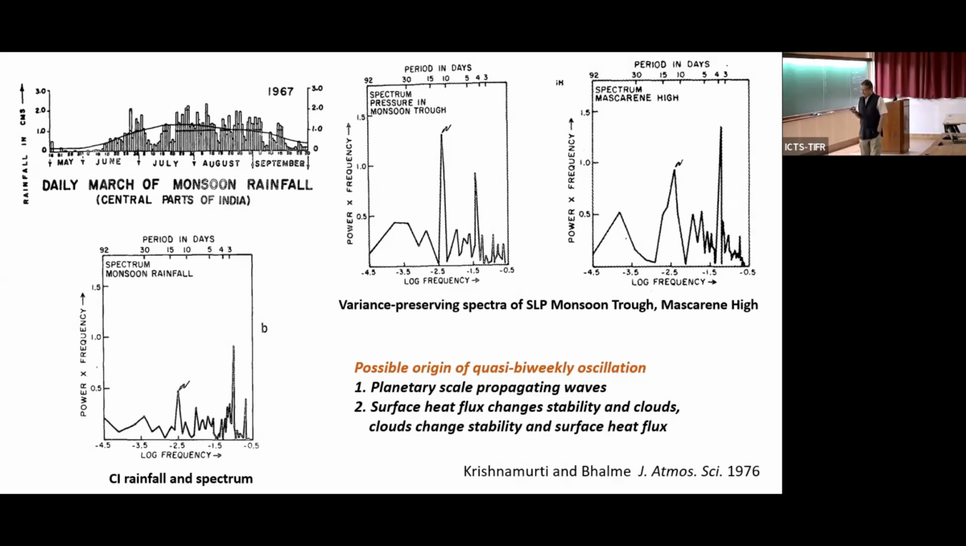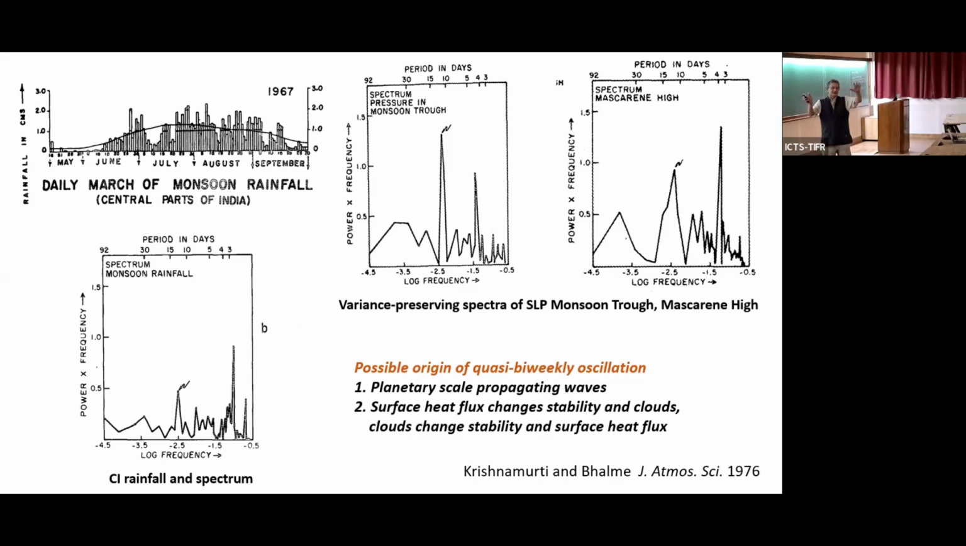And at the end of the paper, Krishnamurti and Bhalme offer a possible origin of quasi-biweekly planetary scale propagating waves. Surface heat flux changes atmospheric stability and clouds, and then the clouds change atmospheric stability and surface heat flux. So if you haven't allowed sunlight to reach the ocean surface for some time, then the atmosphere becomes stable, and then the convection stops. And what are these planetary scale propagating waves? They were aware of Matsuno's work.